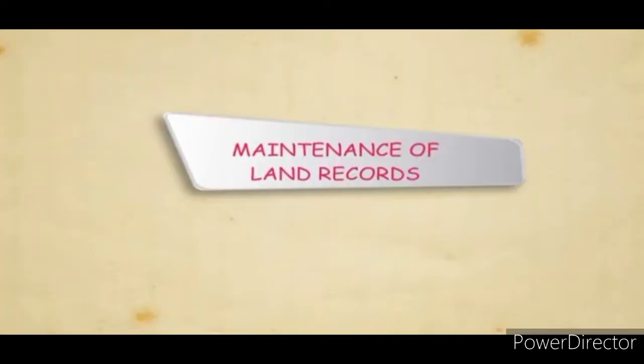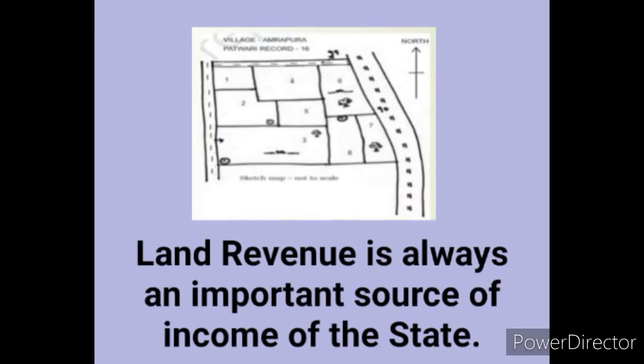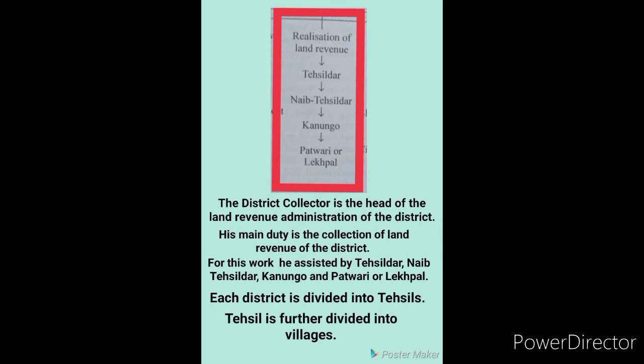Now, the second responsibility of rural administration or the district administration is maintenance of land records and realization of land revenue. Land revenue has always been an important source of income of the state. The district collector is the head of the land revenue administration of the district. His main duty is the collection of land revenue of the district. For this work, he is assisted by Tehsildar, Nayab Tehsildar, Kanungo and Patwari or Lekpal.